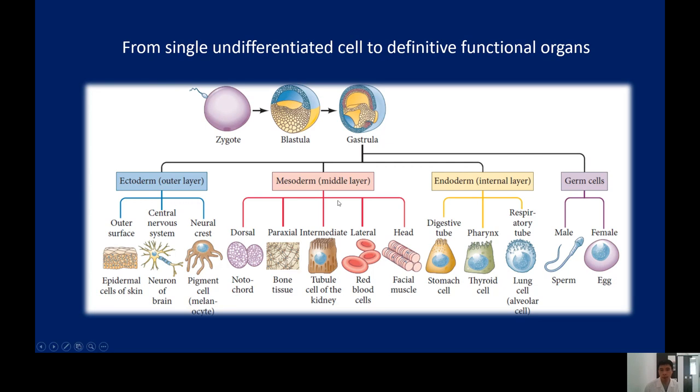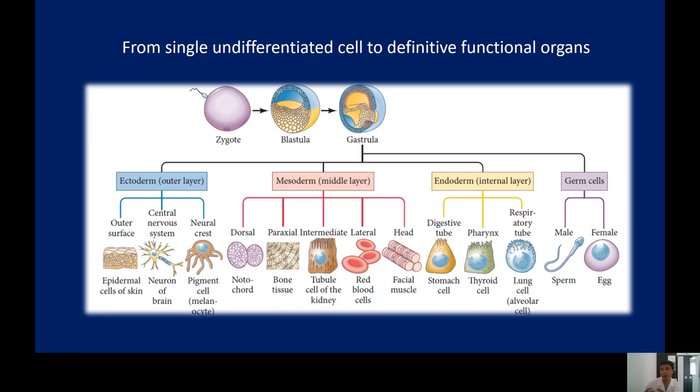And the mesoderm in the middle layer has several parts. The dorsal mesoderm will form the notochord, the paraxial mesoderm forms the bone tissue, and the intermediate mesoderm will then become the tubules of the kidney, for example. The lateral mesoderm will become the red blood cells, while the head mesoderm will form the facial muscles.